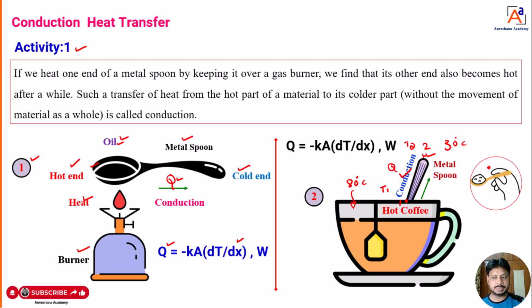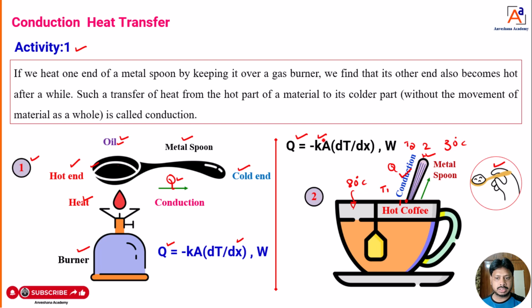That type of heat transfer you can call conduction heat transfer, and that conduction heat transfer is represented by the notation Q. Then the rate of heat transfer, or the amount of heat transfer per unit time, I can calculate with the help of an equation. That equation is Q equals minus K into dT by dx, dear students.